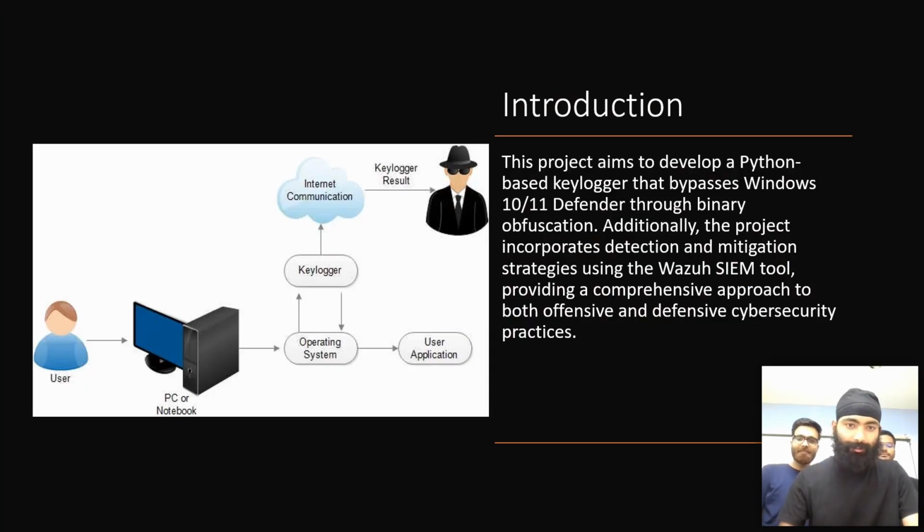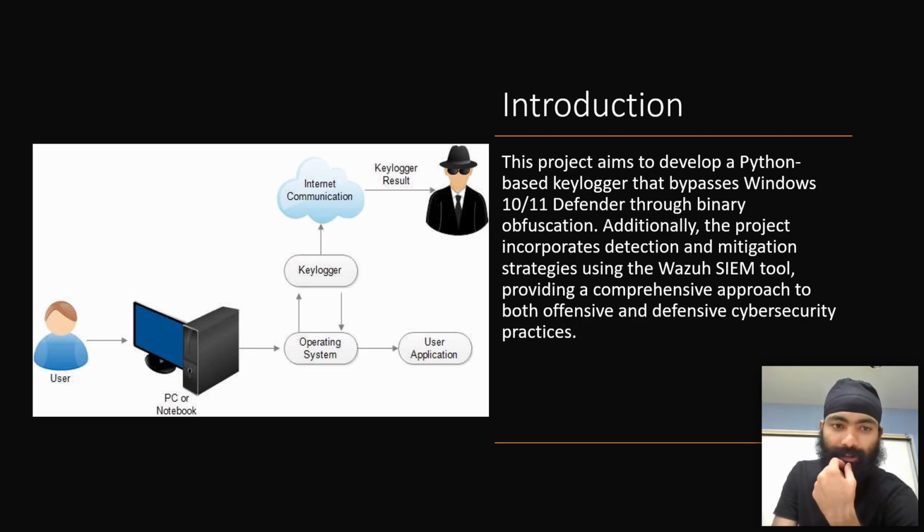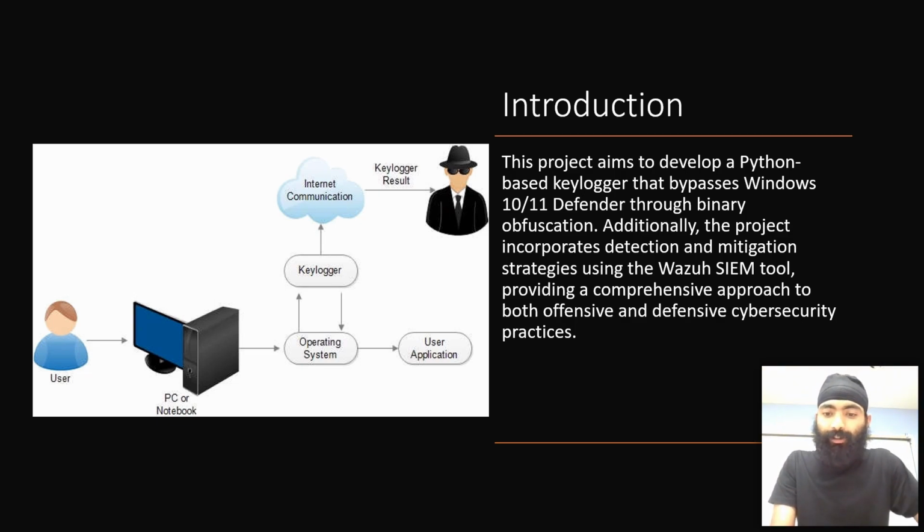Hi there, my name is Mandeep and I will be starting with the project. So first is our introduction. In this project we are building a keylogging attack using Python that can bypass the Windows security of Windows 10 and 11 using a technique which is known as binary obfuscation. Basically it means that the keylogger can hide its true purpose from the antivirus and can insert into Windows 10 and 11 without the antivirus detecting it.